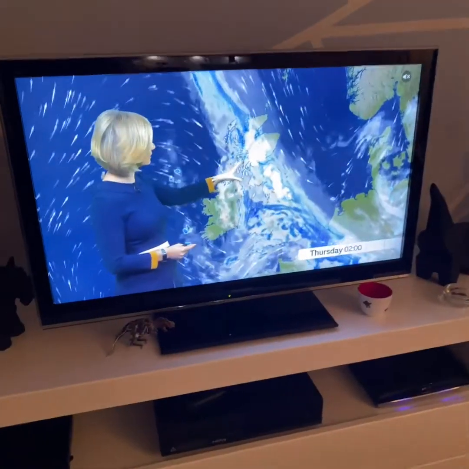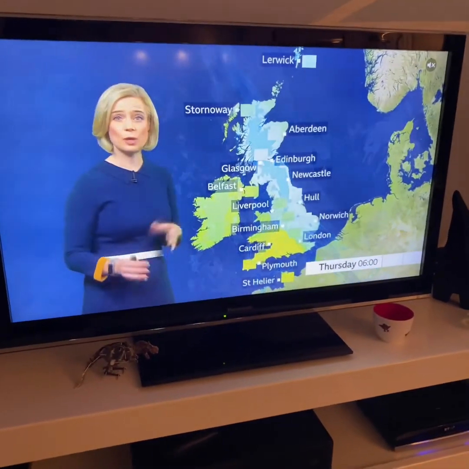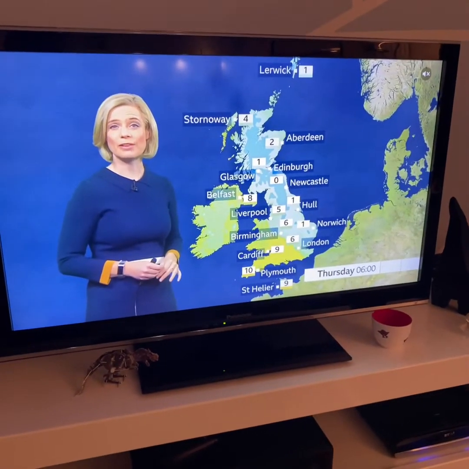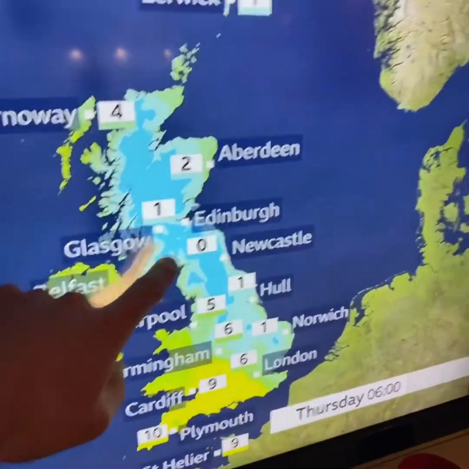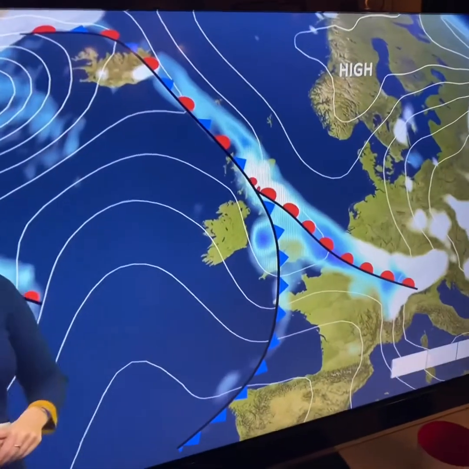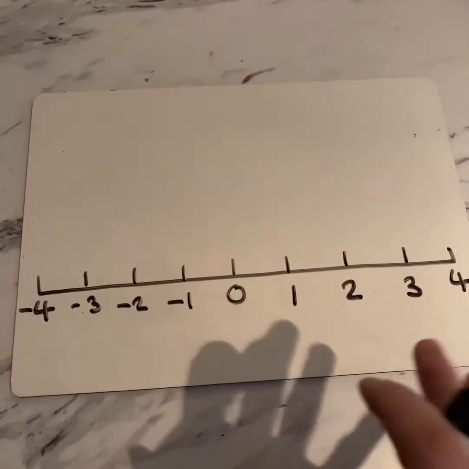Oh, look. Believe it or not, I just caught the weather right now. Can you see how much rain and water there is there? And up come these temperatures. Oh, no negative numbers yet, but we do have a 0, which means maybe by night time it would get a bit colder. Okay, so back to negative numbers.